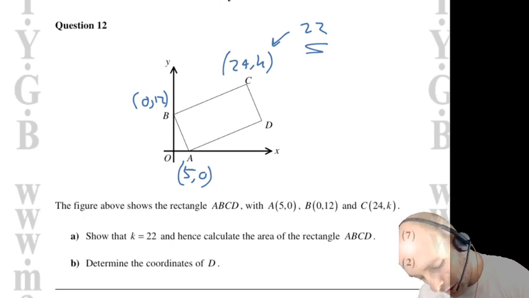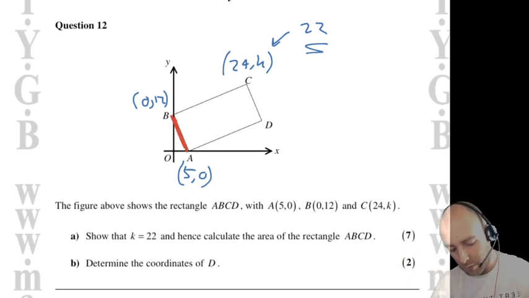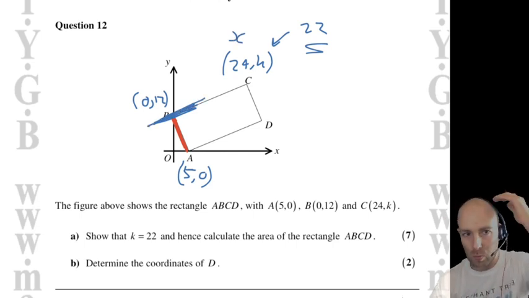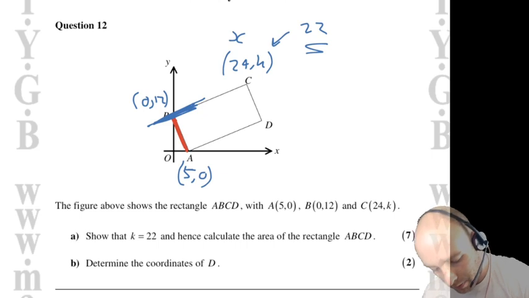So we need to find the equation of this line, because if it's a rectangle, this line is going to be perpendicular. And we know the x coordinate of this one, so when we find the equation of this line, we can put in x and find y. So that's the plan. First of all, we're going to find the gradient.